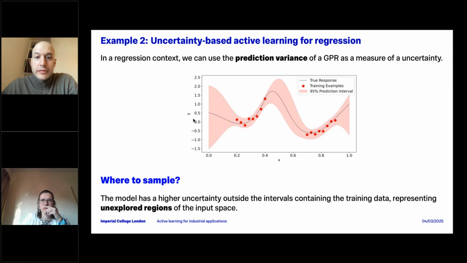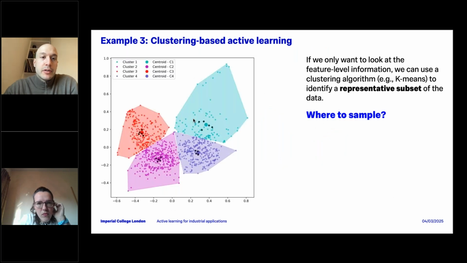While before we were trying to explore uncertain regions, or transitional areas of the model, now we are encouraged to explore unexplored regions. Finally, an example from the feature-based criteria: if we don't want to look at any specific model performance or model task like regression or classification, we can just apply a feature-based strategy, like a clustering algorithm, and then seek some diversity or representativeness in the data points that we are going to collect.